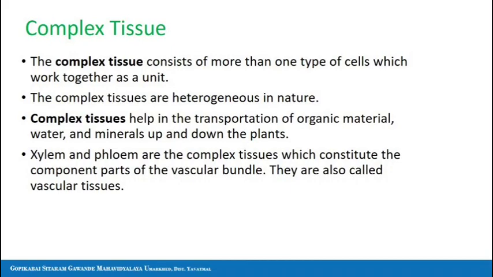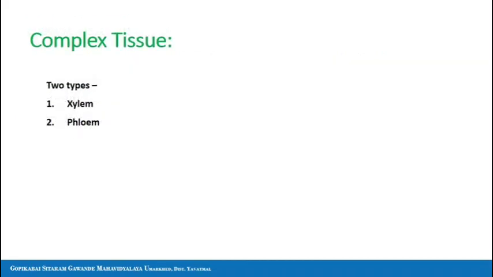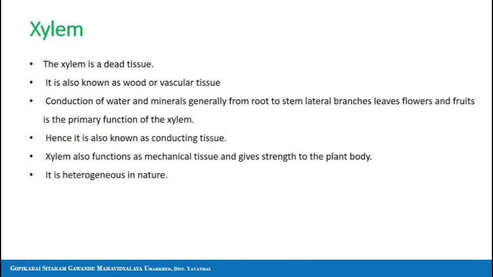So these are the two types of complex tissue, xylem and phloem, that we will see one by one. The first one is the xylem. Xylem is a dead tissue. It is a complex tissue. It is also known as wood or vascular tissue.